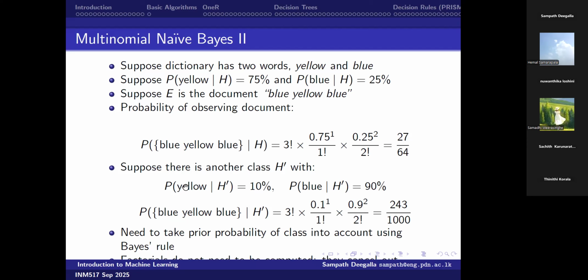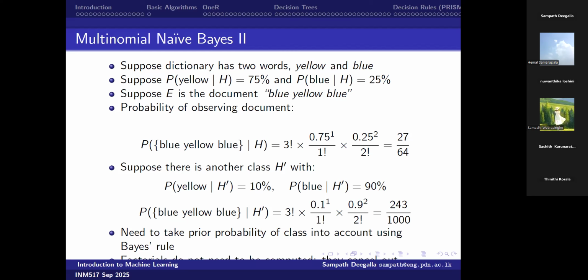This particular classifier is quite commonly used in text classification problems, especially in classical machine learning. Okay, so that's all I have about the naive Bayes classifier.